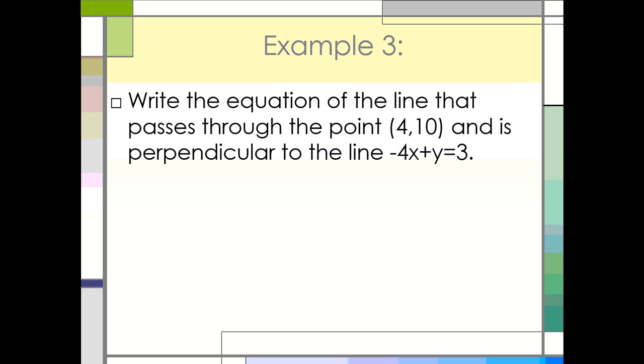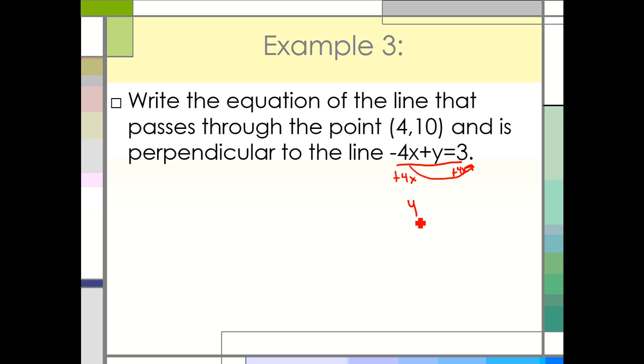Our next example: write the equation of the line that passes through the point (4, 10) and is perpendicular to the line -4x + y = 3. Again, the only reason we need this is to get the slope. So what is the slope of that line? Well, the first thing I have to do is get it in slope-intercept form, which means I need to take this -4x and move it over to the other side. So I would have to add 4x to both sides.